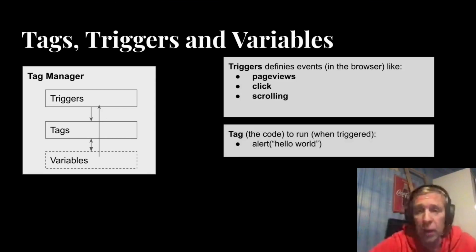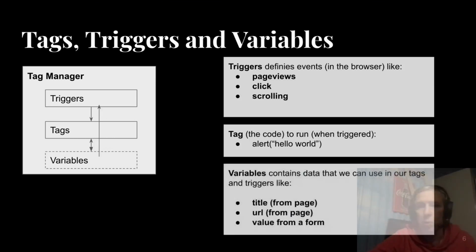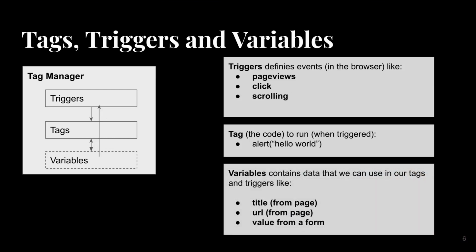Tags are the actual code that we are executing. And this can also be pretty much anything. We have predefined code snippets within the Tag Manager that help us, for instance, to do the Matomo tracking. But as my example here in the presentation shows, we can basically execute any type of code, like the alert hello world. Finally, we can use variables to fetch data from the page or the browser and use that data within our tags or the triggers to create logic. Altogether, they create a really, really nice way to structure our tracking.